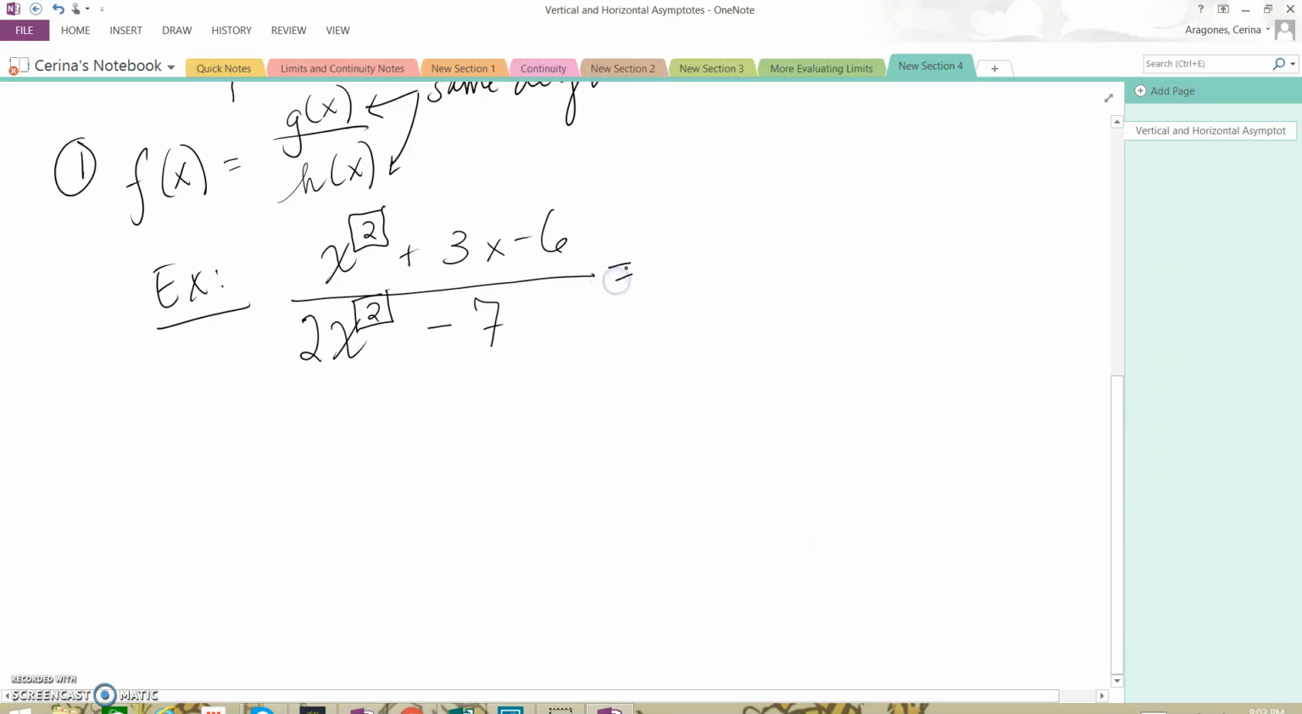First of all, I'm going to factor out that highest degree term, the x squared. So I'm going to factor out my x squared. Over here, I'm left with a 1. Over here, if I factor out an x squared, I only have an x, so I'm going to have to divide by x. And then lastly here, I don't have an x squared, so I have to divide by x squared.